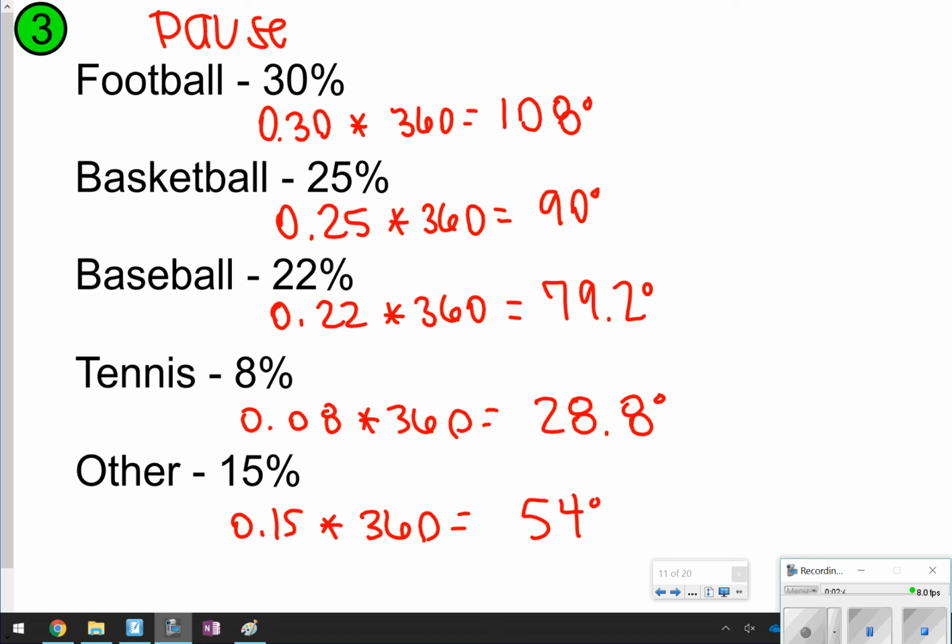So here are the degree measurements that I got. Football was 108 degrees, basketball is 90 degrees, baseball 79.2 degrees, tennis 28.8 degrees, and then other 54 degrees. Keep in mind, all of these degrees, when you added them up, are equivalent to 360 degrees. If they're not, then maybe you need to go back and tweak some, especially when you start getting some of these degree measurements that have more than just the tenths place. You might have to round up or round down to make it equivalent to 360 degrees.